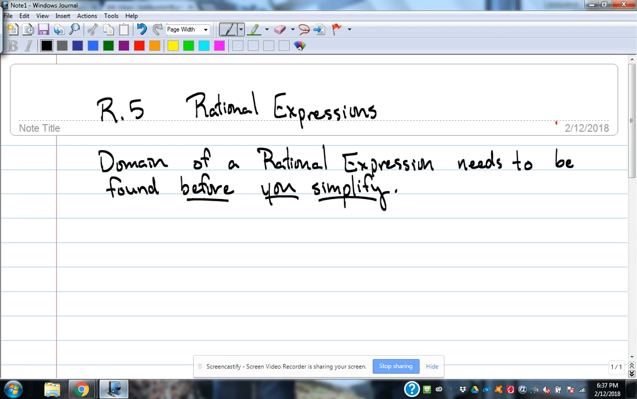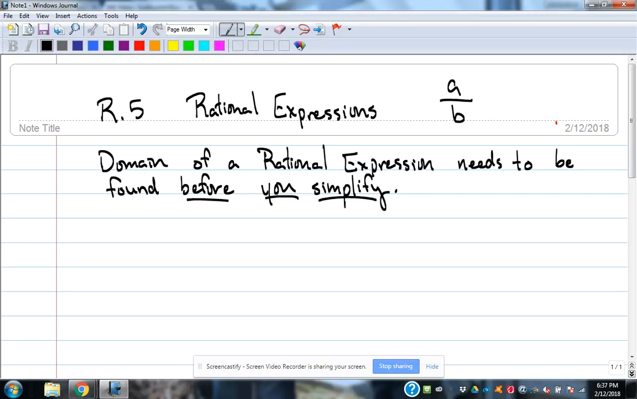About rational expressions today. Rational expressions are just fractions. That's what rational expressions are. So we're going to do some simplifying and some addition and subtraction, multiplication with rational expressions. And the first thing that we're going to do is find the domain of a rational expression.